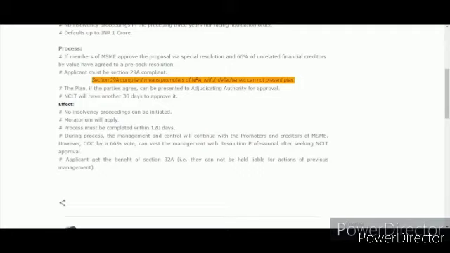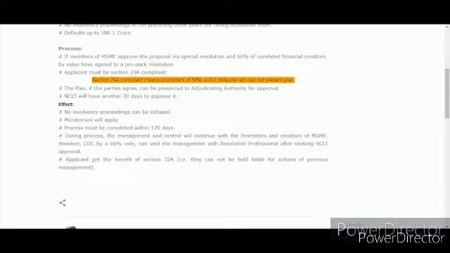So this is the drastic change, I would say, in this scheme, wherein the control remains with the promoter and directors. But again, the committee of creditors, basically the financial creditors, by 66% vote, can transfer the management of the company to the resolution professional after seeking NCLT approval.